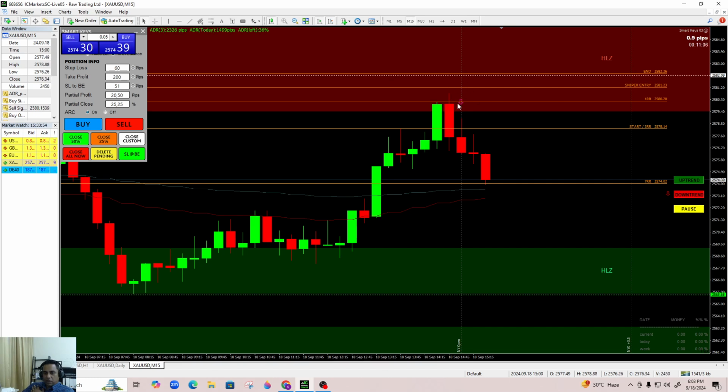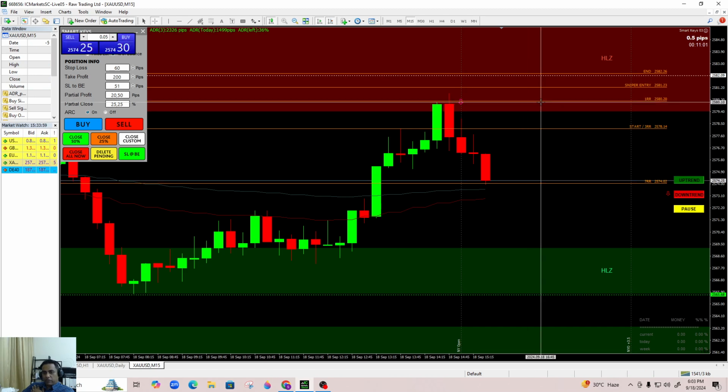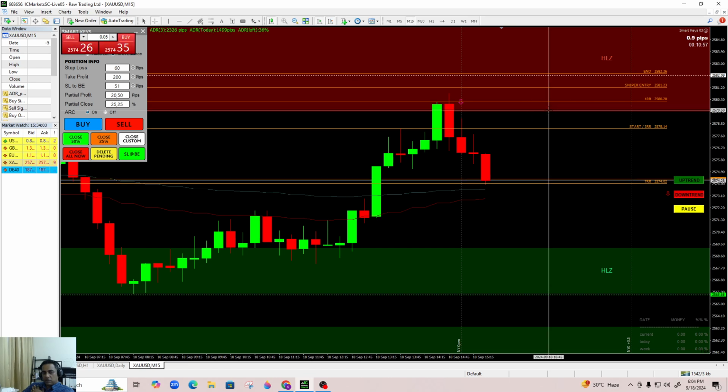So that's the trade you would have taken if you're trading the buy or sell signals of the indicator. I am just waiting for price a little higher, around this area, to retest this area and then continue.